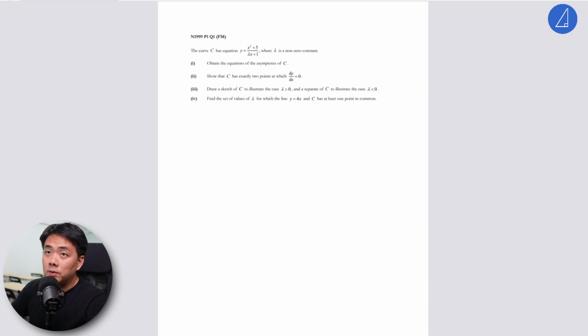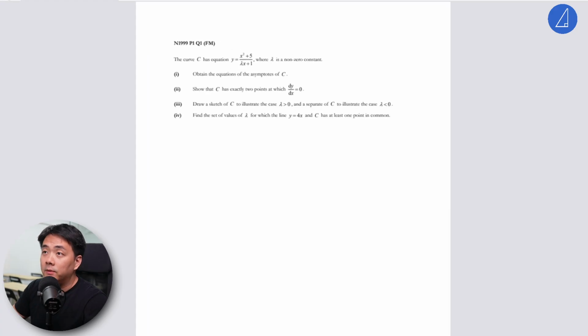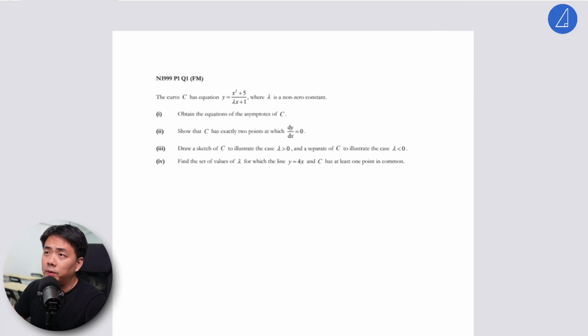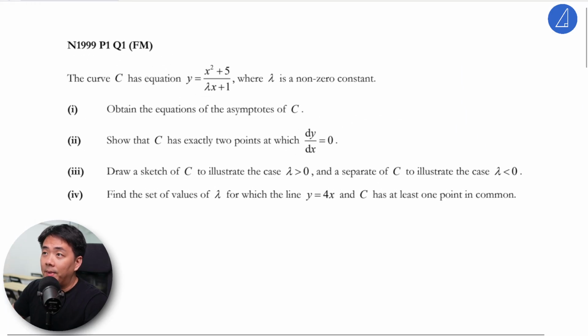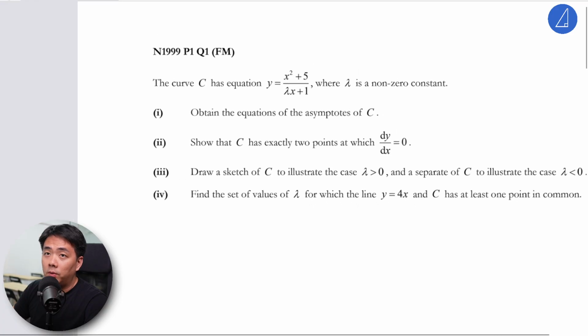Okay, let's look at this question, which was taken from the year 1999, paper 1, question 1 of the further math paper, I believe. I think this is taken from one of the school tutorials. The curve C has equation y equals x squared plus 5, over lambda x plus 1, where lambda is a non-zero constant. Obtain the equations of the asymptotes of C.